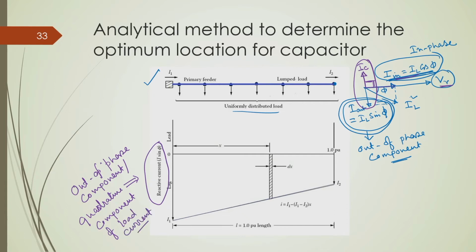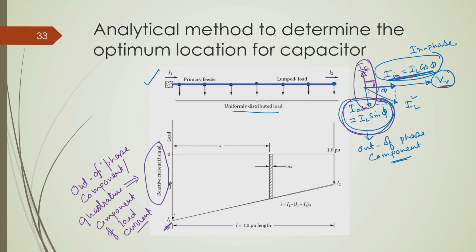Okay. Now, we are concerned about only this out of phase or quadrature component of current, which can be compensated with this capacitor placement or with the capacitive current. So, this I1 stands for this out of phase component, or quadrature component, of the load current at the substation end.